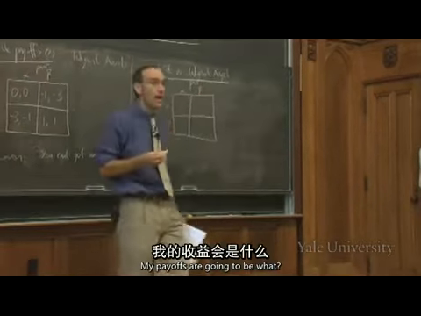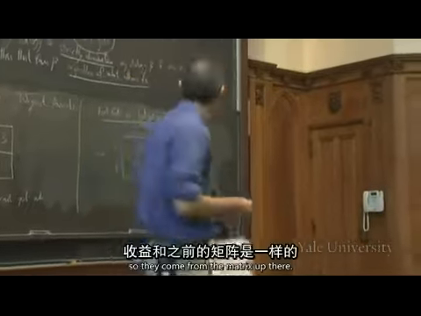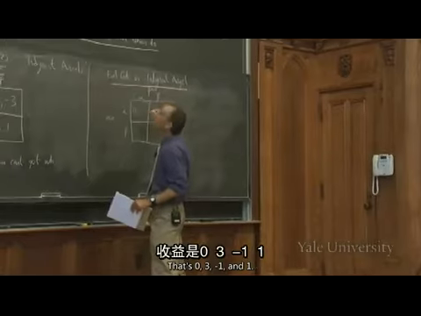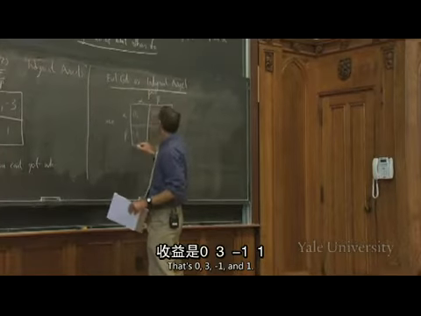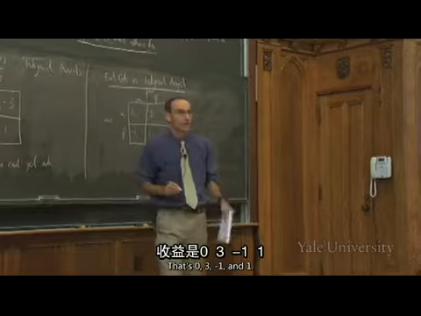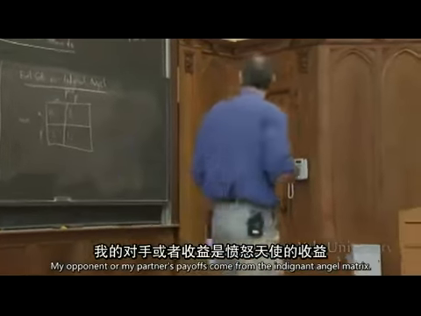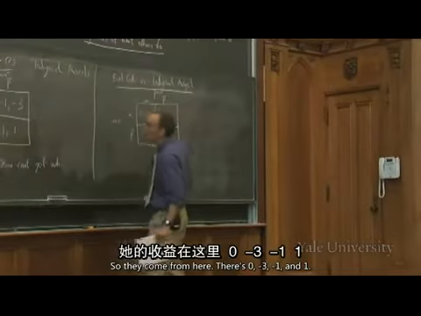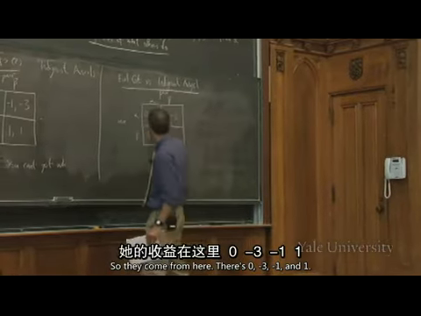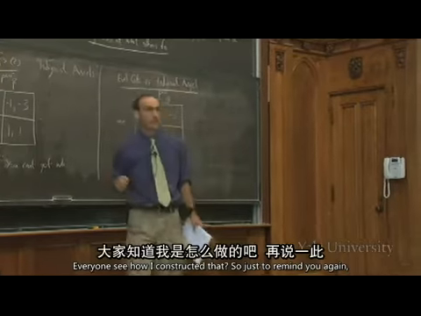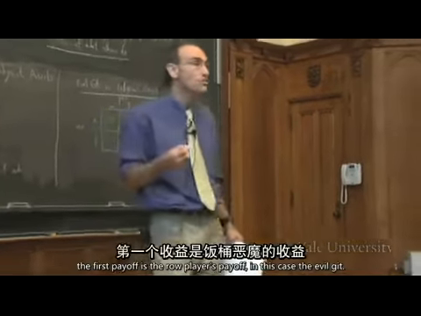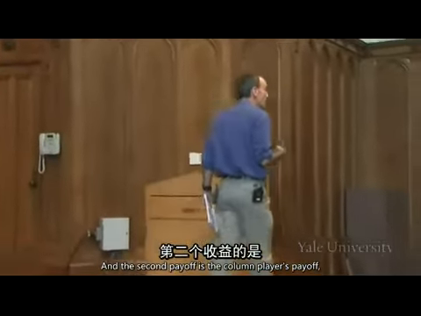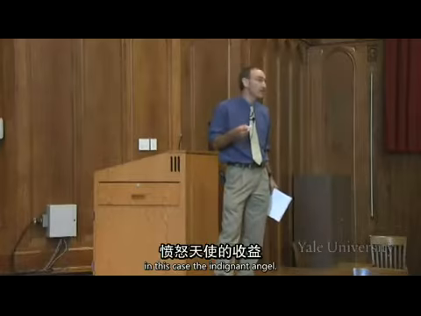Okay, my payoffs are going to be the evil git payoffs, so they come from the matrix up there. If someone can help me with reading it off, that's a 0, a 3, a -1, and a 1. My partner's payoffs come from the indignant angel matrix, so they come from here: 0, -3, -1, and 1. Everyone see how I constructed that? I'll remind you again, the first payoff is the row player's payoff, in this case the evil git, and the second payoff is the column player's payoff, in this case the indignant angel.